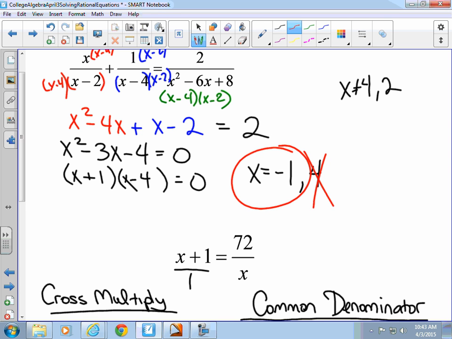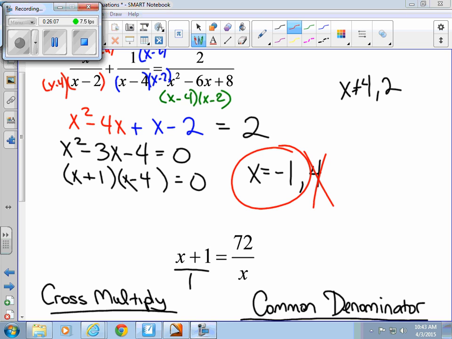So those are your two options tonight. You have some time left. Work on your homework. Ask me questions. I can look that up. It is possible that there are no solutions.